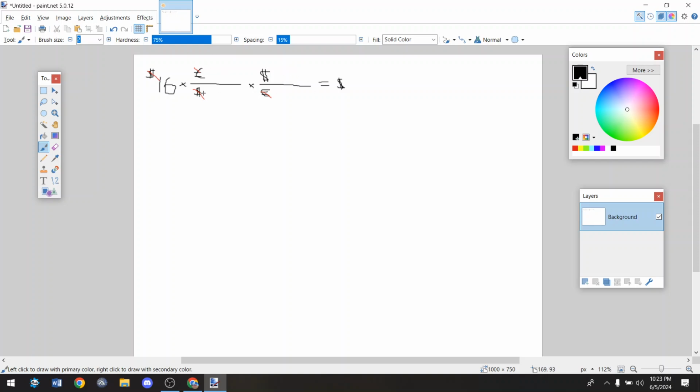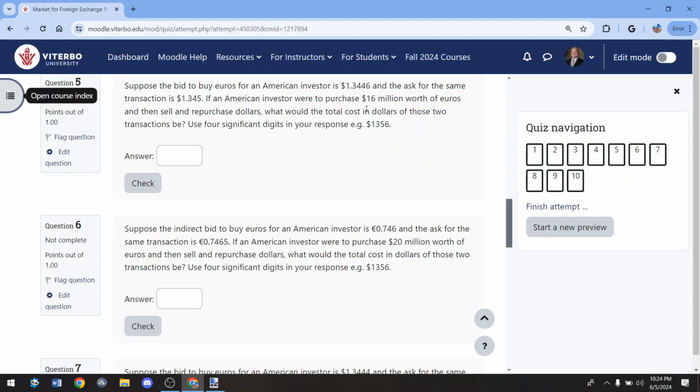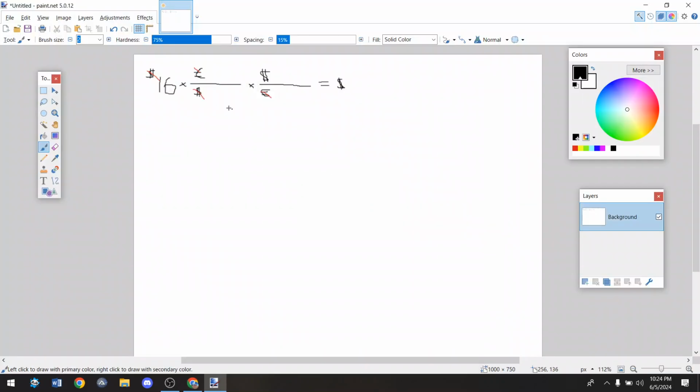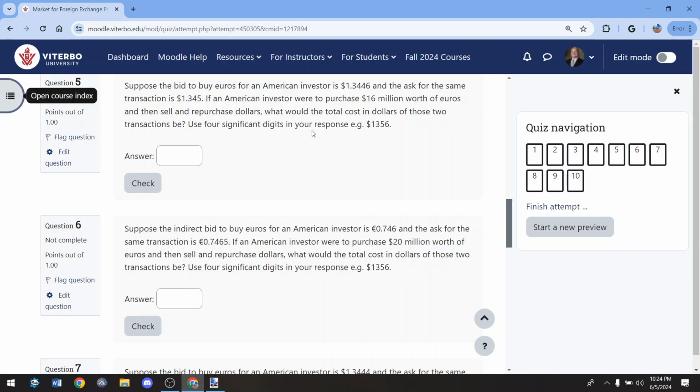we need numbers here. And we need to know which one is a 1. One of these two will be a 1. So how do we know which? Well, let's look. In this problem, we have dollars. These are direct quotes from the perspective of an American. So we're saying that euros cost $1.34. What does that mean? 1 euro costs $1.34. Now we need more digits than that. Are we paying $1.3446 or $1.3450?